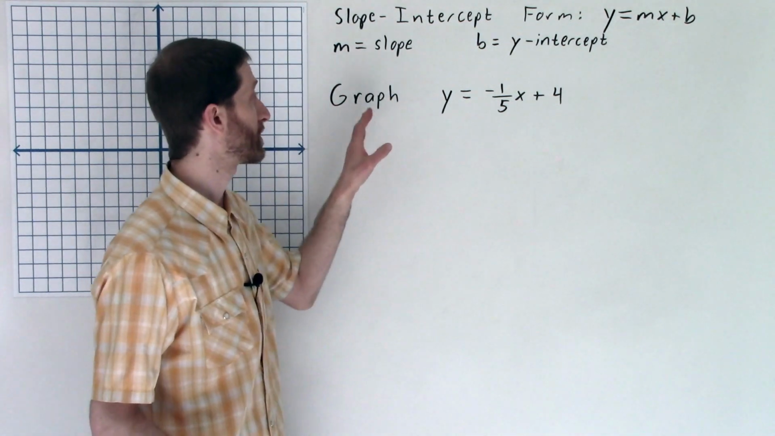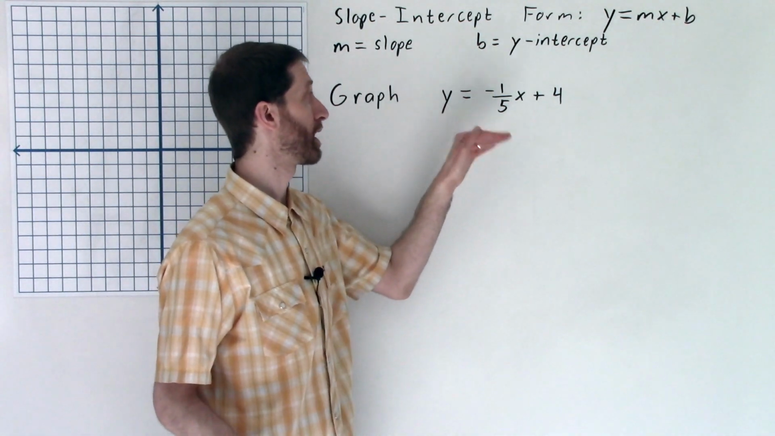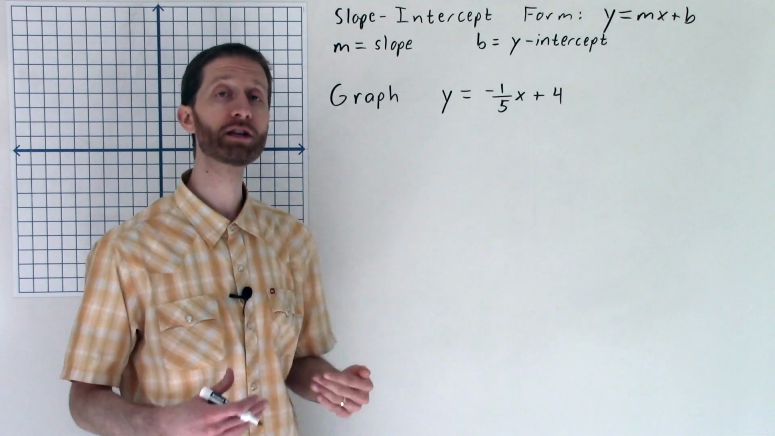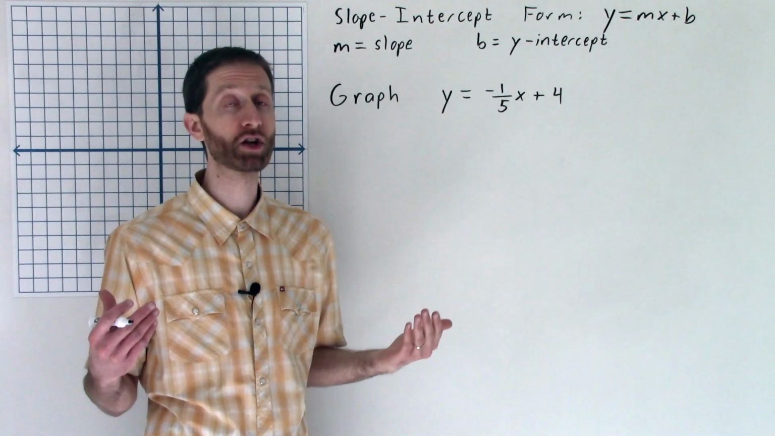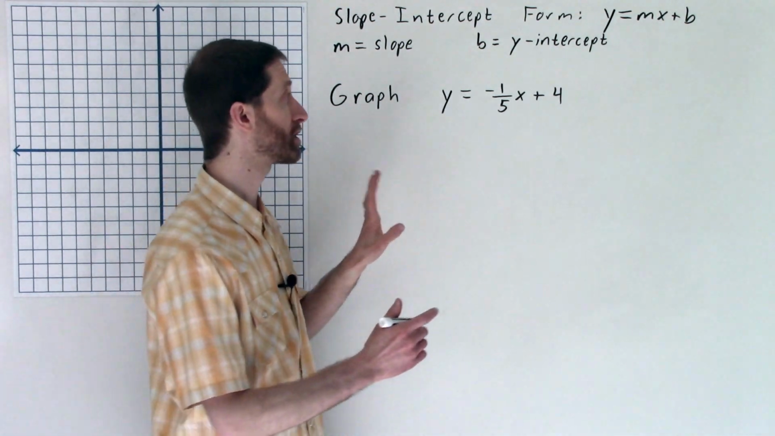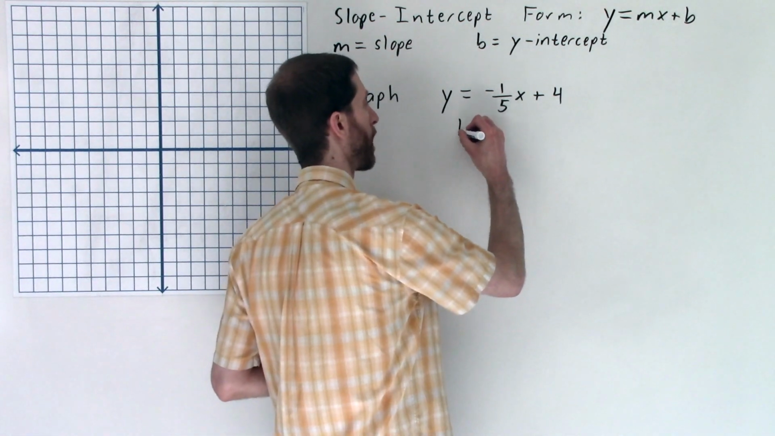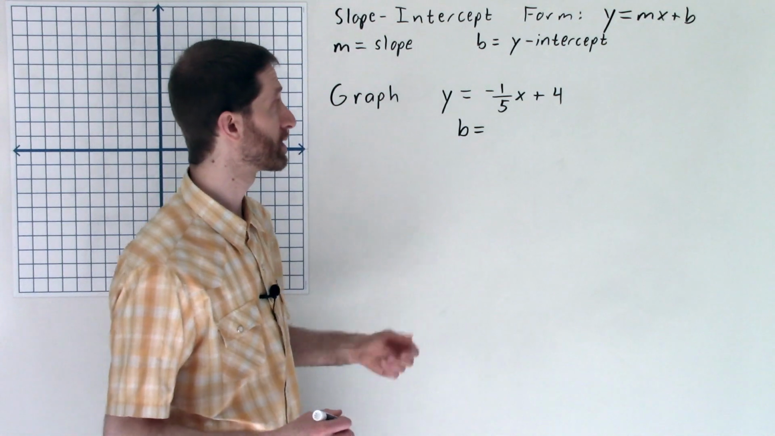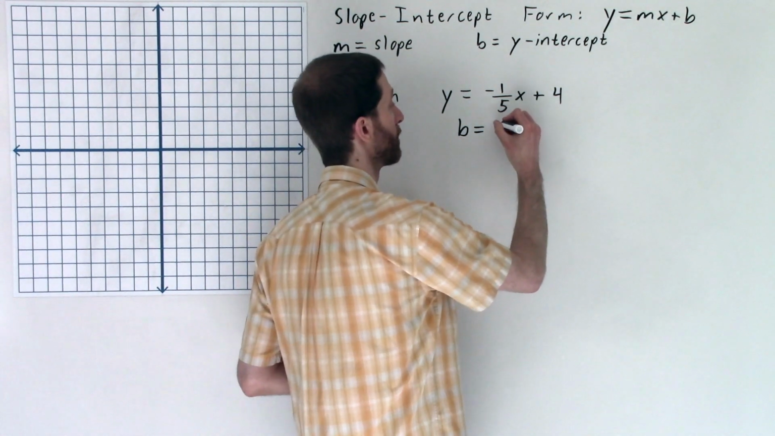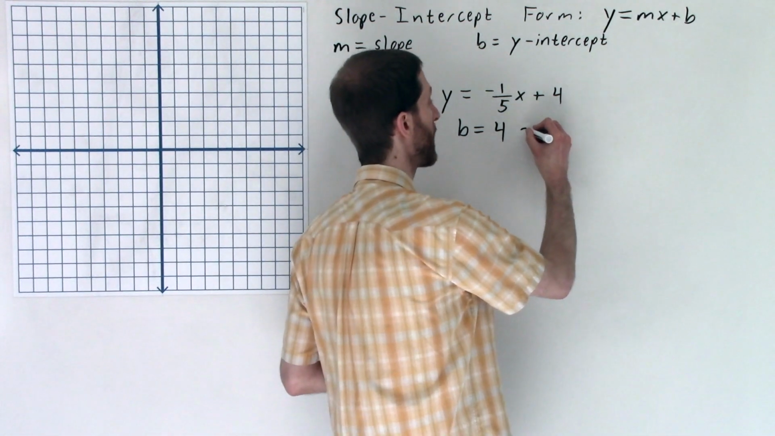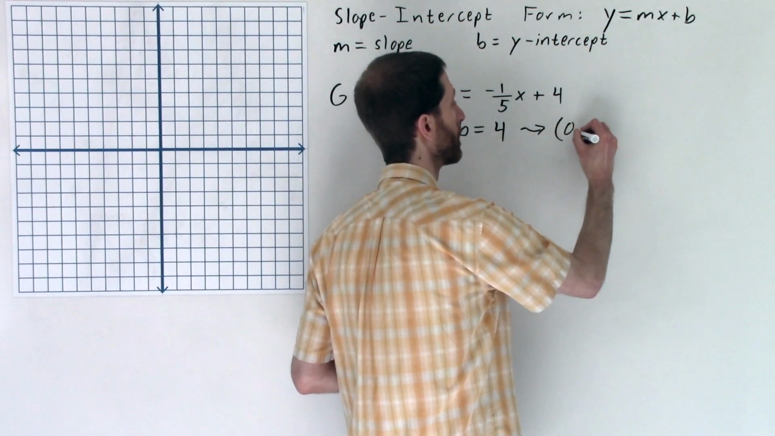Now, we are asked to graph y equals negative 1/5 x plus 4. In negative 1/5 x plus 4, the first thing we need to do, and I suggest this to all my students, is identify what your slope and y-intercept are. I start with the y-intercept because that's what I want students to start with when they graph it. The b value, your y-intercept, is going to occur at 4. So as a point on the graph, this will be at the point (0, 4).